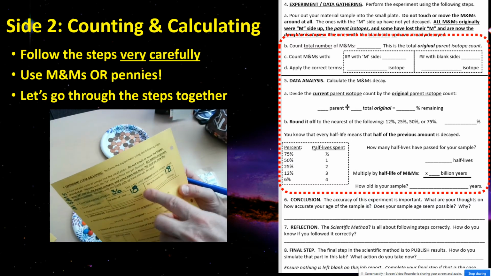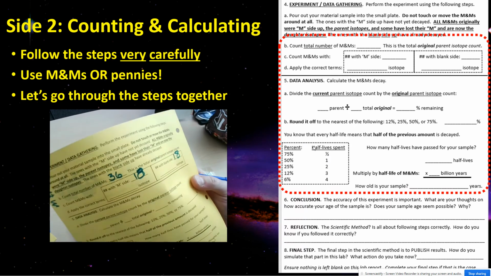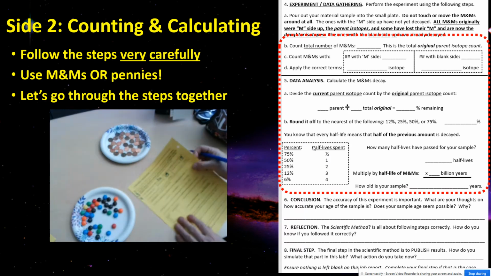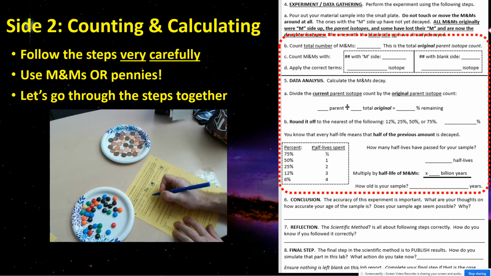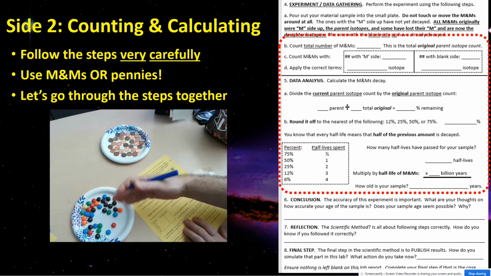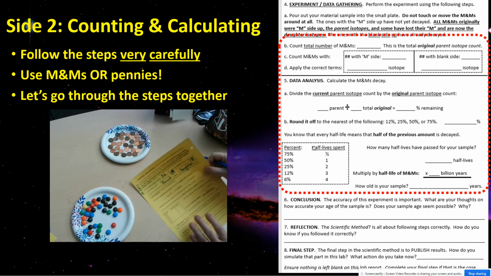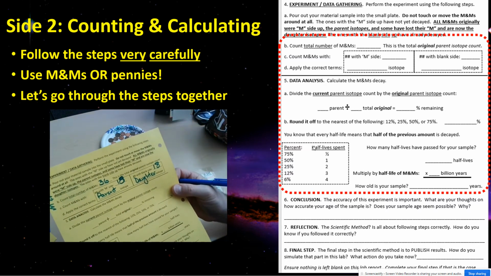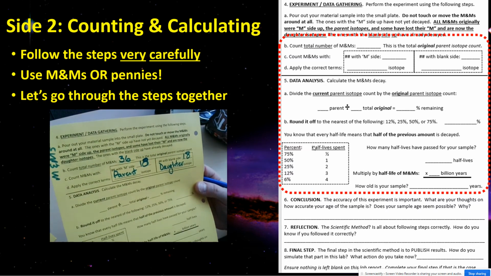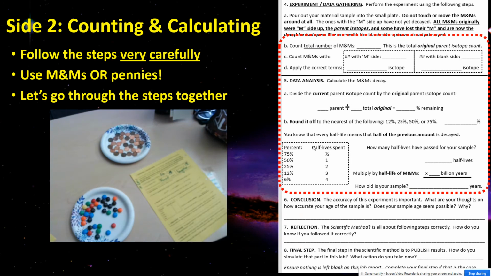Okay, 18 plus 18 equals 36. My math adds up properly. The ones with the M side up are my parent. The ones with the blank side up are my daughter. All right, so our data collection is looking good so far. Now we calculate. Come on back, calculator.